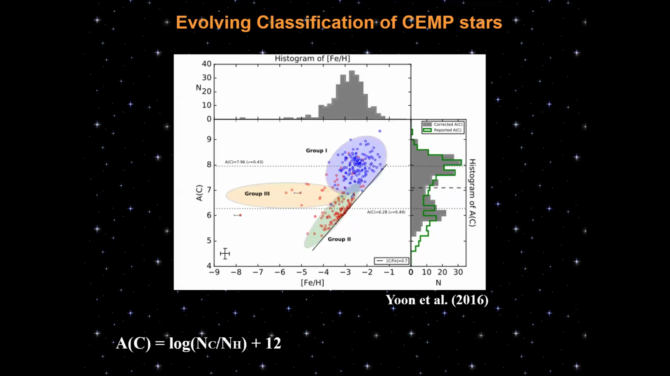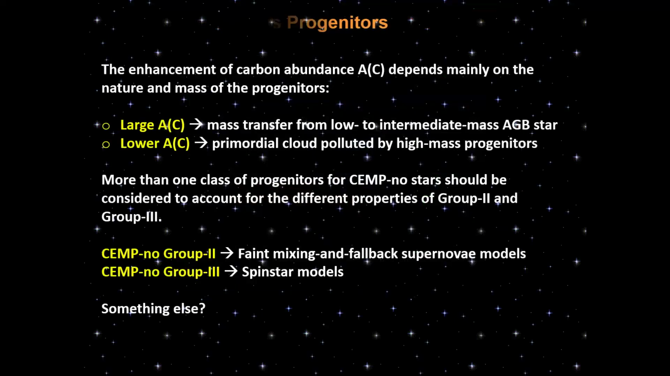These are CEMP-s stars, group 1, and CEMP-no stars in red. Also, these are CEMP-no stars. As you can see, there are two plateaus in A(C): the higher plateau where the group 1 CEMP-s sit, and the lower plateau where the group 2 sit. The fact that the CEMP-no stars behave in this way in this diagram, with two different trends, means that they also had likely different progenitors.